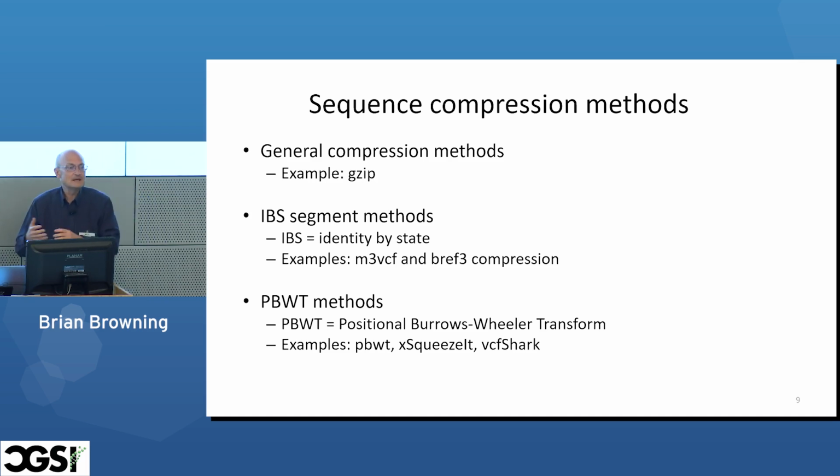And then PBWT methods, where PBWT is the positional Burrows-Wheeler transform. If you've heard about that and wondered what it was, we'll go through what it does to the data and why it can be used for compression.